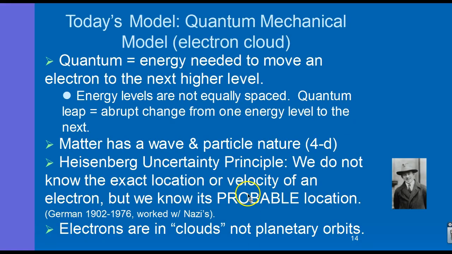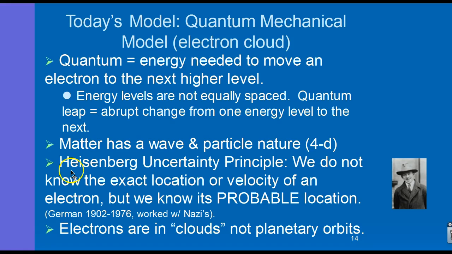So today's model is called the quantum mechanical model. A quantum is the energy needed to move an electron to the next higher level. Energy levels are not equally spaced. A quantum leap is an abrupt change from one energy level to the next. Matter has a wave and particle nature, so it's fourth dimensional. We don't understand the fourth dimension, although we're made up of particles that are experiencing the fourth dimension.